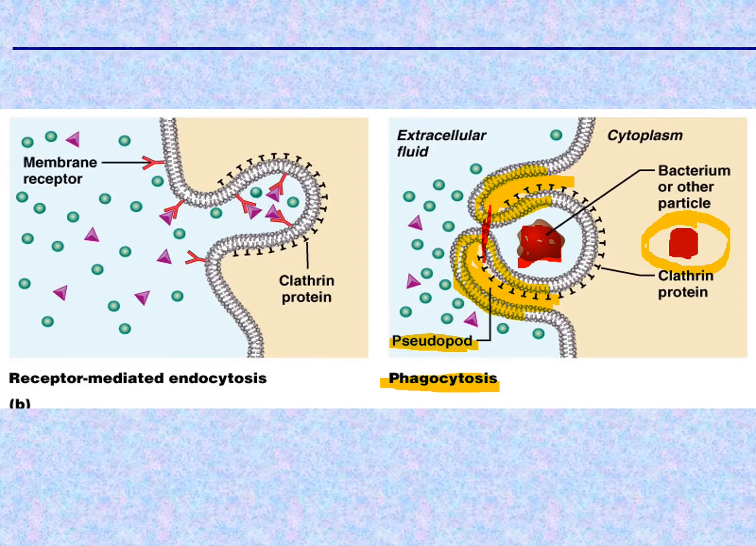That is called phagocytosis. There are two major types of cells in the body. The major cells that mediate phagocytosis in the body are called macrophages, and the other one is neutrophils. There are other cells that can carry this out, but most phagocytosis is mediated by either macrophages or neutrophils.